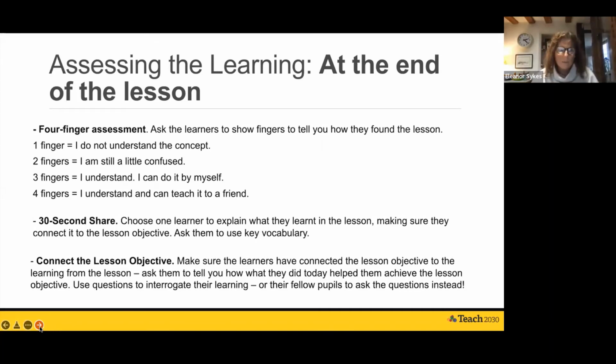How do they know? Use questions again yourself to interrogate their learning, or what's quite fun is ask other pupils to ask them, how do you know? What did you do? What have you found out? How have you achieved the learning objective? It's a good idea to provide as many opportunities for your pupils to speak, not just you.